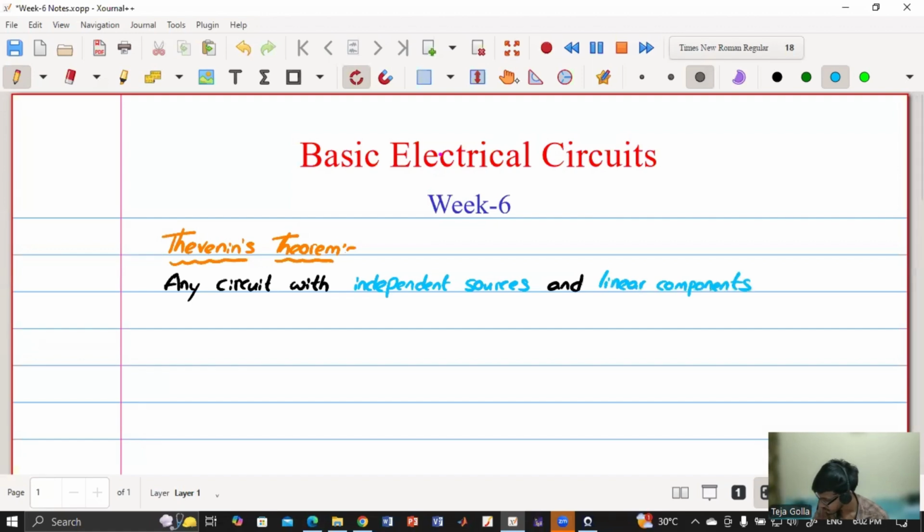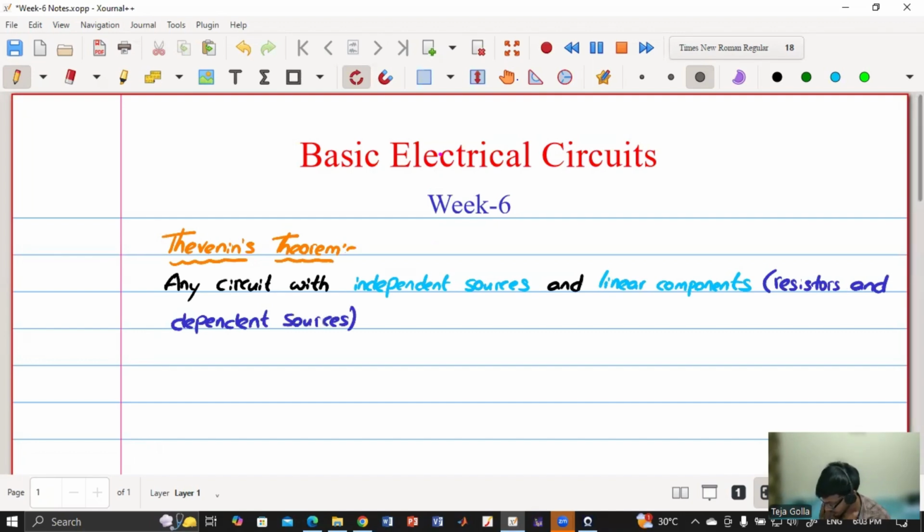As far as the syllabus of this course is concerned, we are considering resistors and dependent sources. We are not considering capacitance and inductor, although they are linear. In this course, we are only covering resistors and dependent sources.